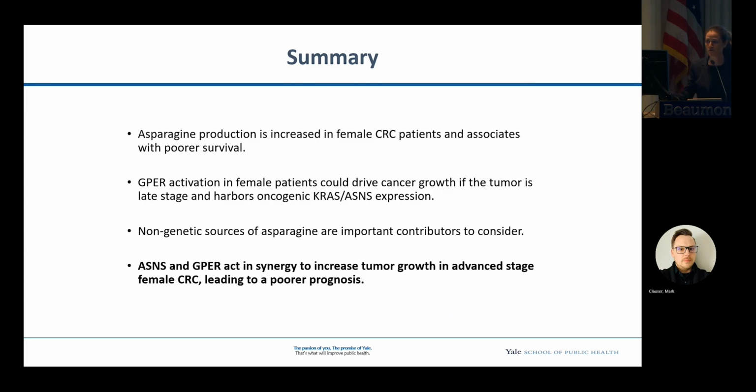This associates with poorer survival. We think that this could be driven potentially by ASNS and GPA that act together to increase tumor growth in advanced stage tumors, leading to a poorer prognosis. So this is kind of where we're at with this project right now. This was really all led from just an agnostic metabolomic study. We didn't know what we were looking for, but then it kind of led us to this hypothesis right now.